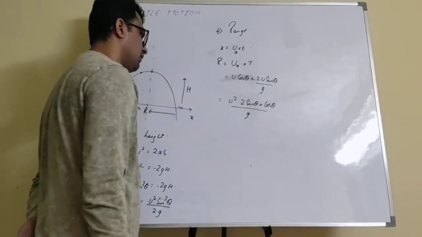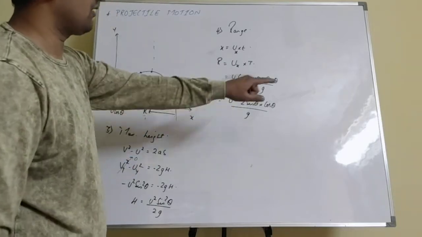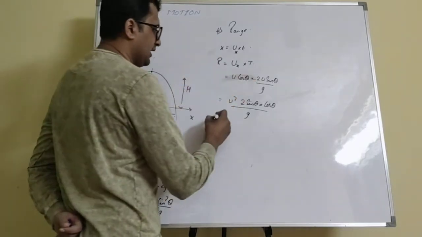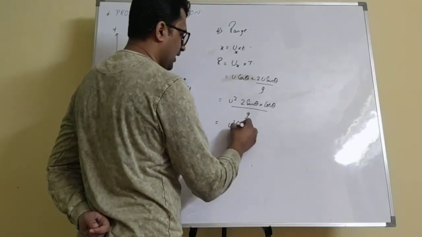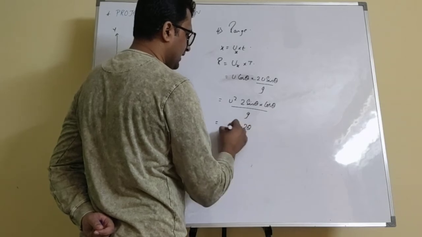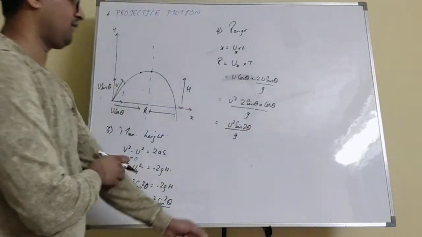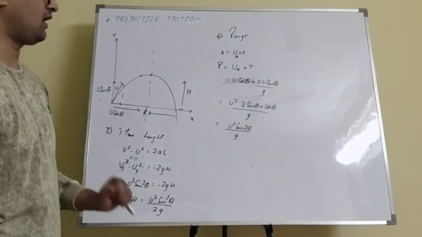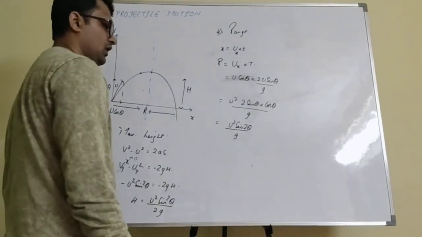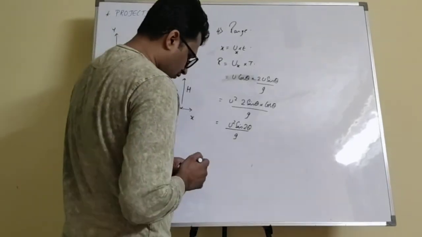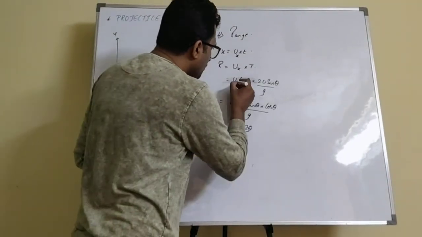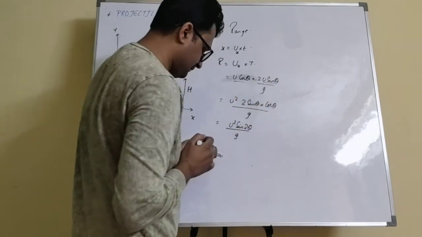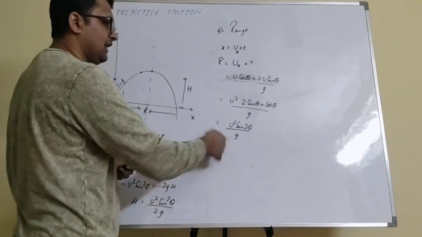Now who will tell me what I can write here? 2 sin theta cos theta is sin 2 theta. So I can write it as u square sin 2 theta divided by g. Clear? Okay. After this, look at these two things, this u cos theta and u sin theta. This is one way of writing range.